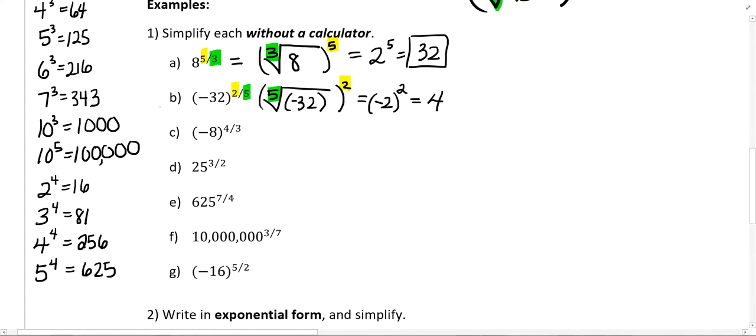So why don't you pause the video and try as many as you can for the rest of these here. And then when you're ready, unpause it, and then we can look at the answers.